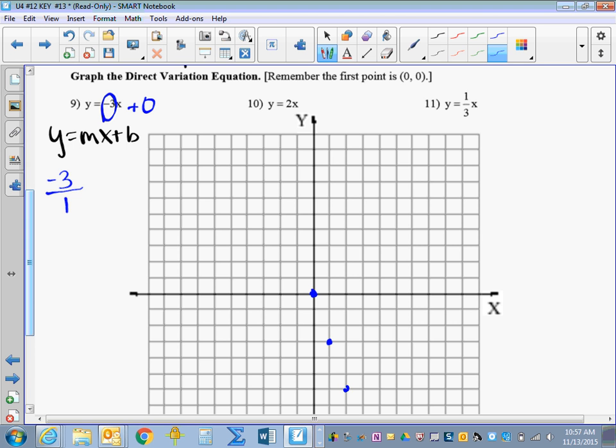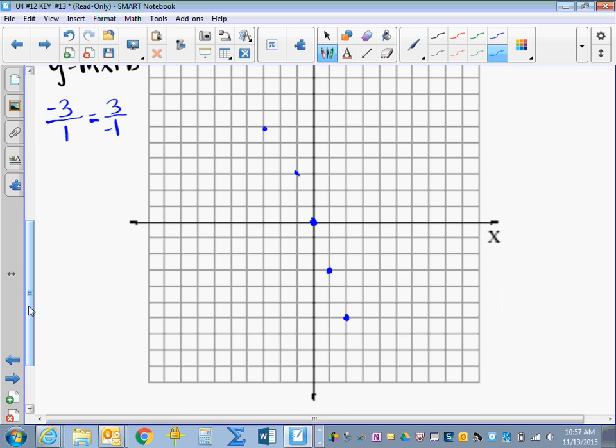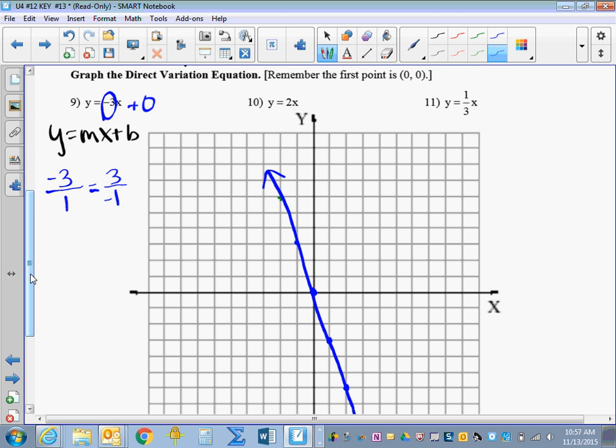Down 3 to the right 1. Or I can think of this as positive 3 over negative 1, which would mean I go up 3 to the left. Up 3 to the left. Connect those dots to create a nice line. And notice again, my y-intercept is at 0.